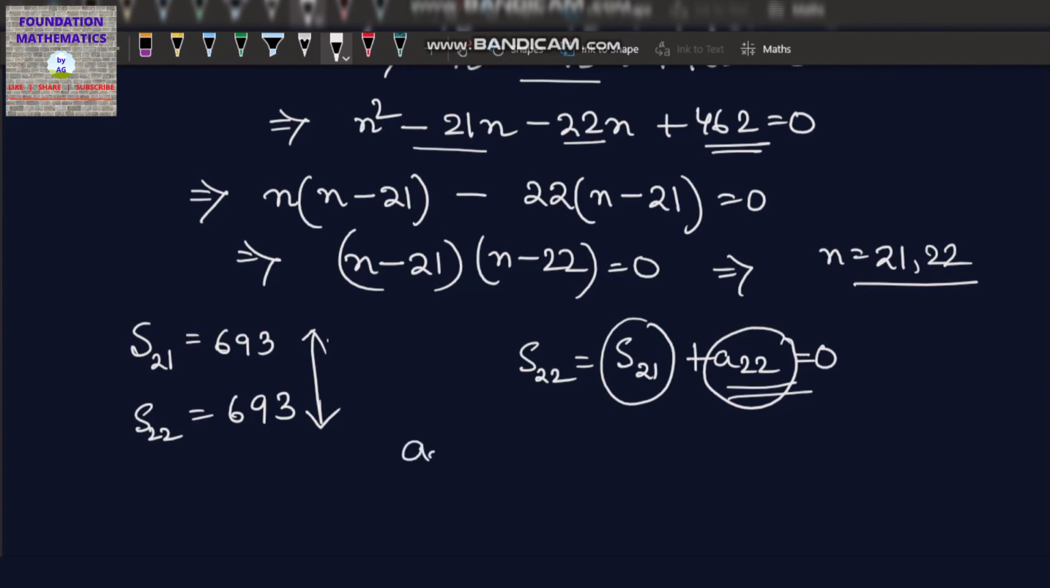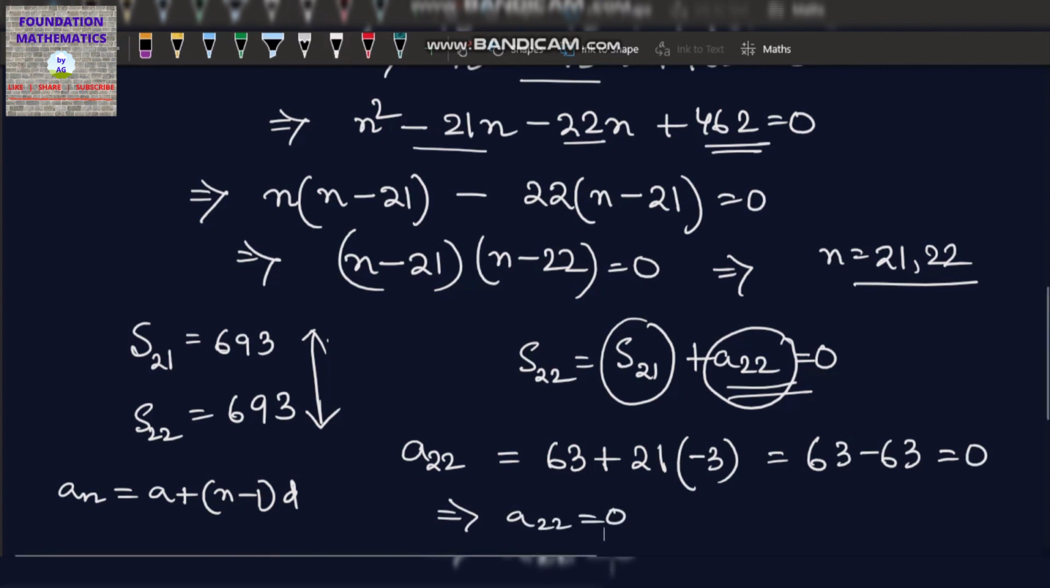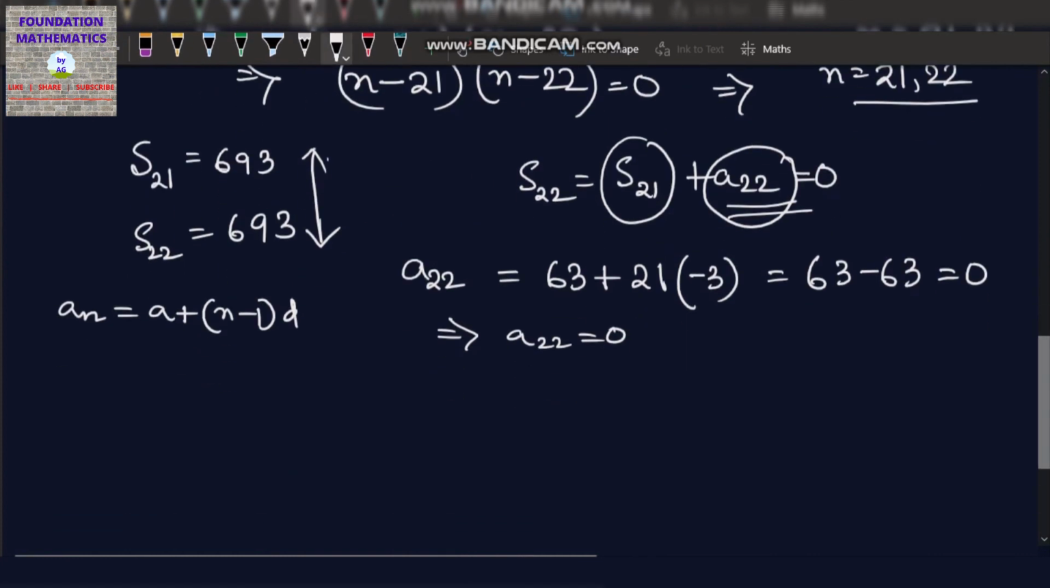So what are we getting? What is A22? We know that An is equal to a plus (n minus 1) into d. So A22 will definitely be a plus 21 d, and d is minus 3. So what do we get? 63 minus 63, which gives us 0. So A22 is 0, and so we can say that the sum of the first 21 terms is exactly same as the sum of the first 22 terms, and hence we can justify the double answer.